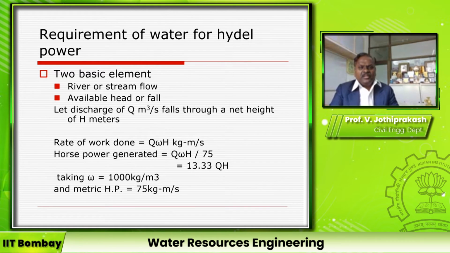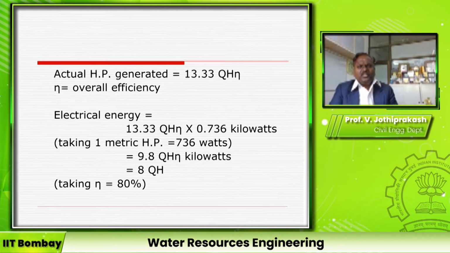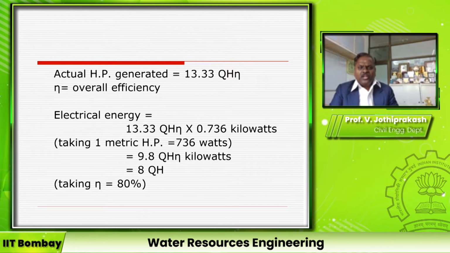So the horsepower generated is QWH by 75. This is simple, straightforward, which you might have studied in your hydraulics engineering. Then there is an efficiency of the pumps also. Not all pumps will work at 100% efficiency. So including the efficiency, the electrical energy generated is the horsepower generated into efficiency.